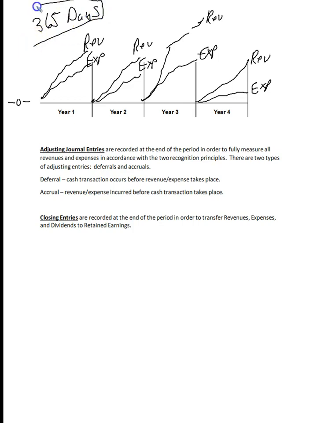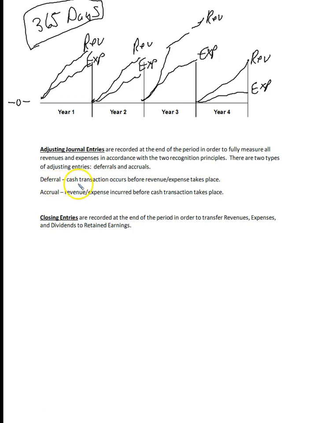We don't want an income statement that has 300 days of revenue and 365 days of expenses. We need to fully measure revenue against expenses. There should be a full 365 days of revenue and a full 365 days of expenses. Well, adjusting entries come in a couple of types: deferrals and accruals.